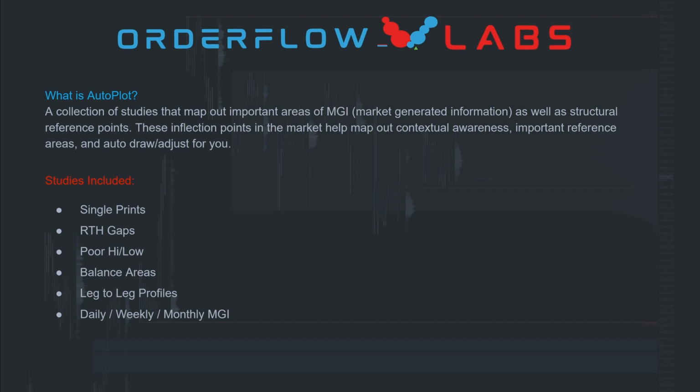So what's included in AutoPlot are single prints, RTH gaps, poor high, poor low, which we'll just refer to as poor references, balance areas, leg-to-leg profiles, which we have a nice update coming on, and the daily, weekly, monthly MGI.